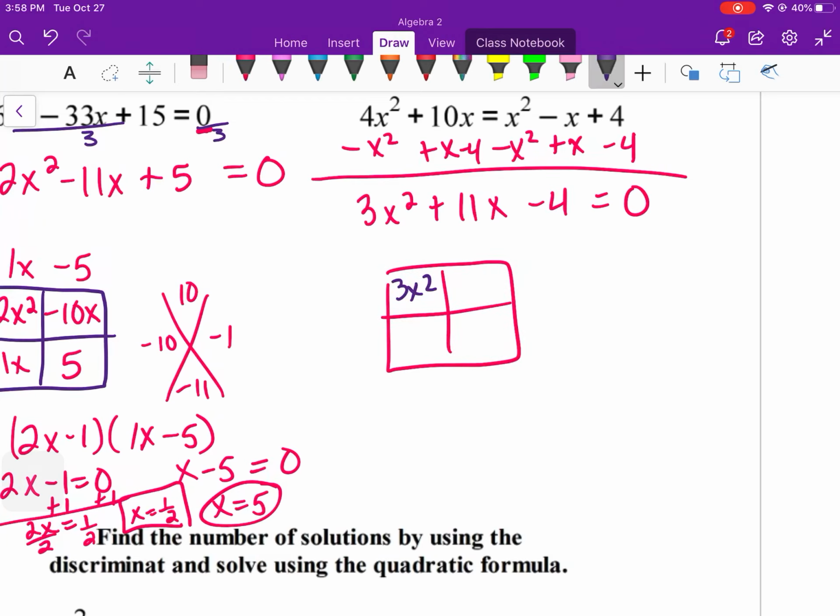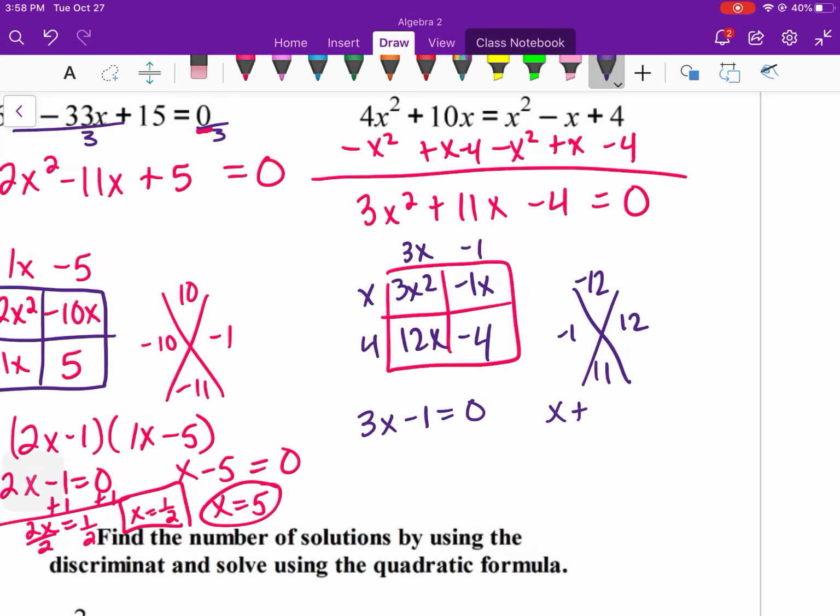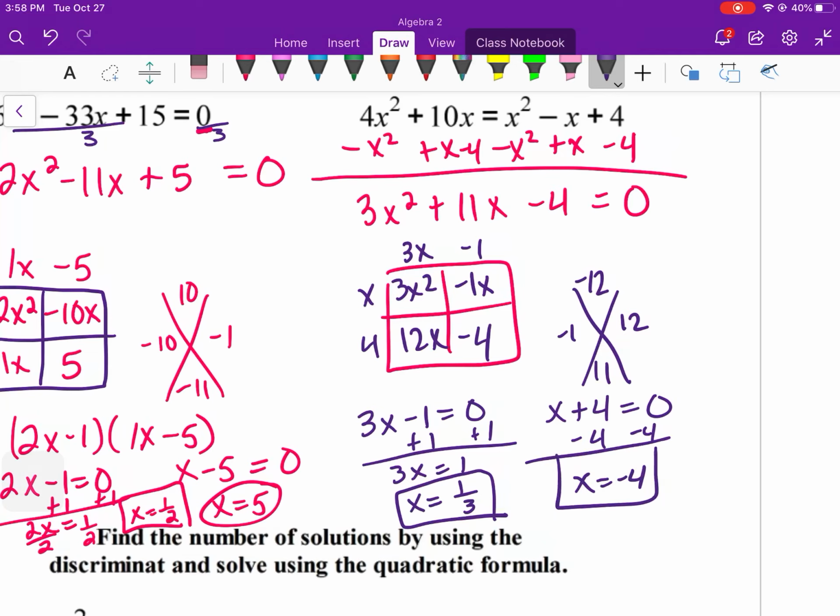So then factoring it, 3x squared times negative 4 gives me negative 12. That adds up to 11. It's negative 1 and positive 12. 3x squared and 12x are both divisible by 3, so 3x goes there, times x times negative 1, 3x times 4. So solving, 3x minus 1 equals 0, or x plus 4 equals 0. This one you would add 1, 3x equals 1, divide by 3, x equals 1/3. Here subtract 4, x equals negative 4, should be the two answers for that one.